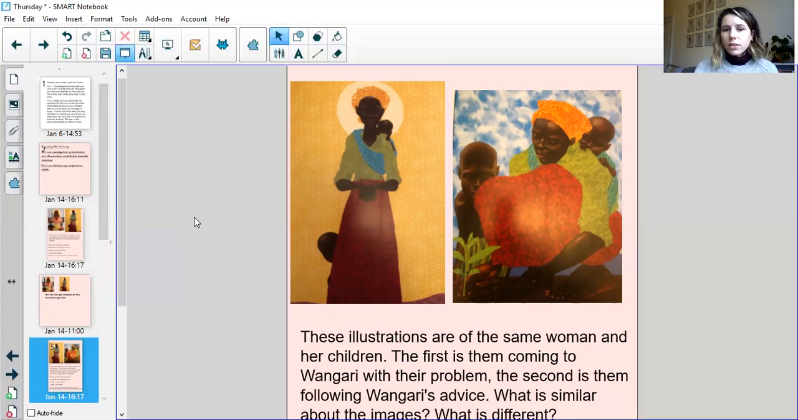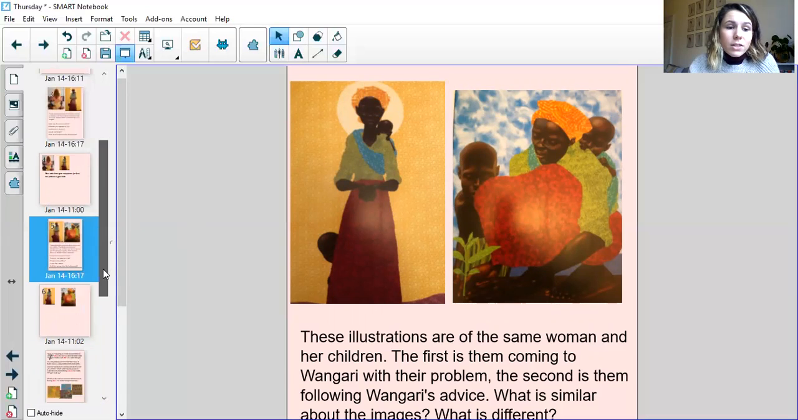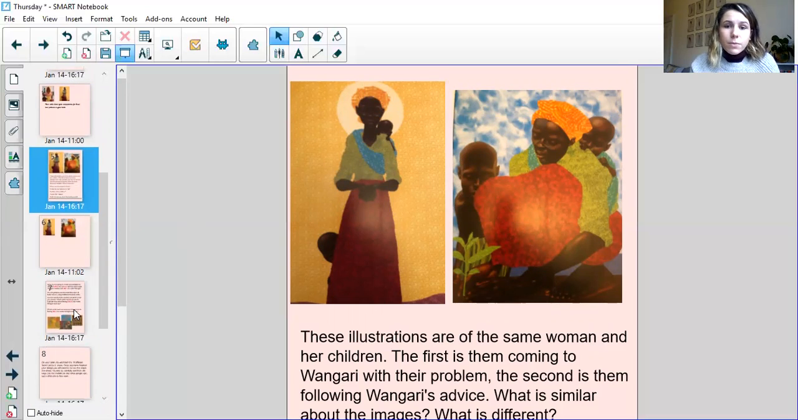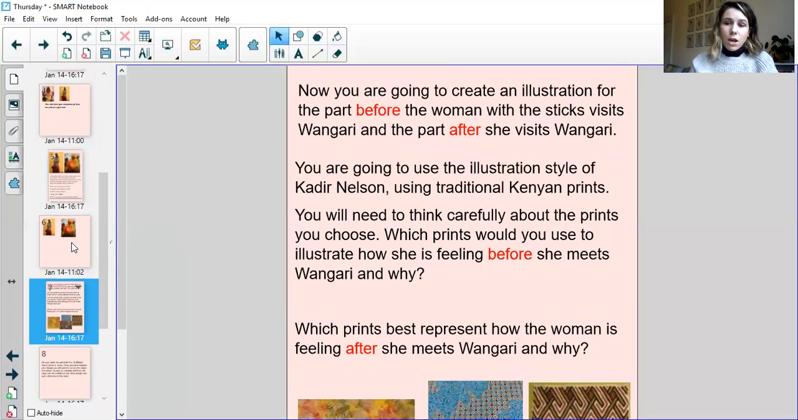So I think these illustrations are really important, and they really help your imagination. And it gives you a good insight into what it's like in Kenya, okay? So that is the first part of the lesson.